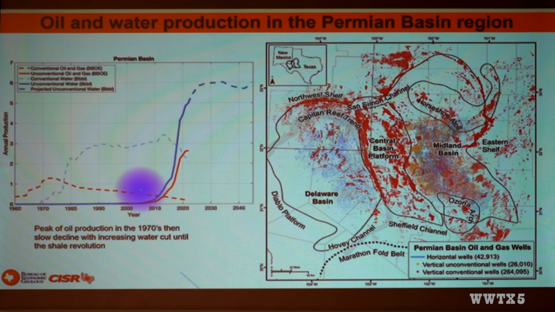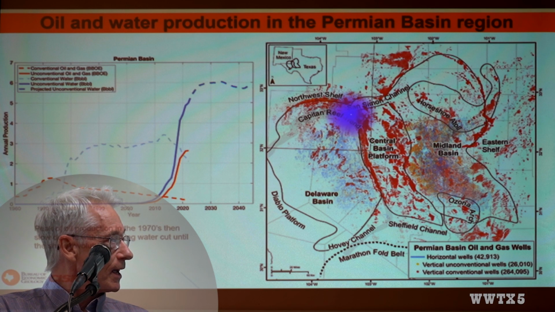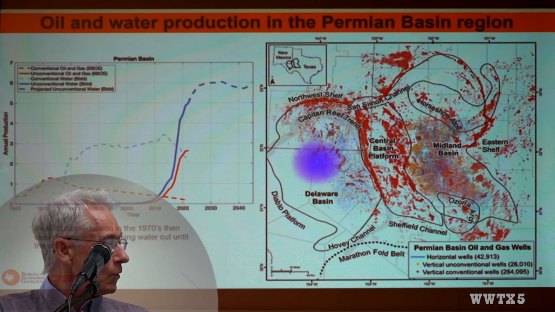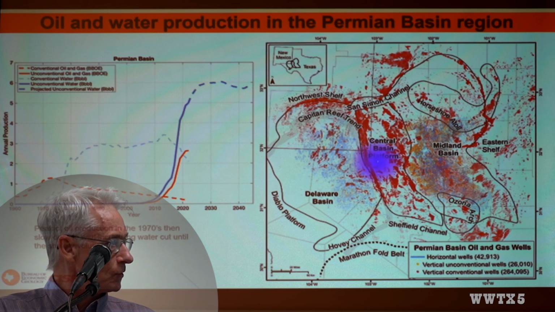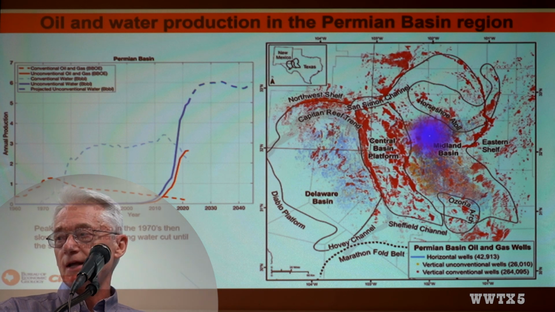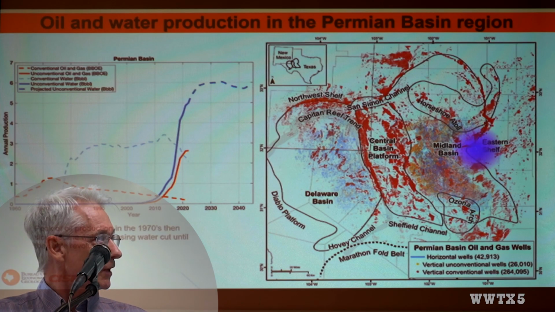But here, showing the extraordinary rate of increase in production of oil in the Permian Basin due to fracking, as well as water. And you can see in that map, showing in red, you have the conventional wells. So typically the source rocks are in the basin, and then they move up into the edge between the basin and the platform where they are trapped.